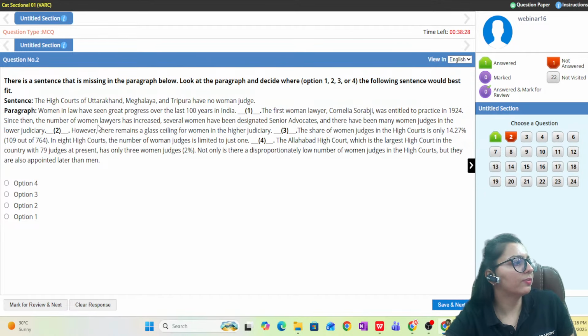Since then, the number of women lawyers has increased. Several women have been designated senior lawyers, and there have been many judges in the lower judiciary. Okay, we're still celebrating. However, there remains a glass ceiling for the women in the higher judiciary. Dash. The share of the women in the high courts is only 14.27. Now we talk about the downfall of it. In eight high courts, the number of women judges is limited to just one. Okay, and then obviously from one comes zero, which means my answer will have to be option four.